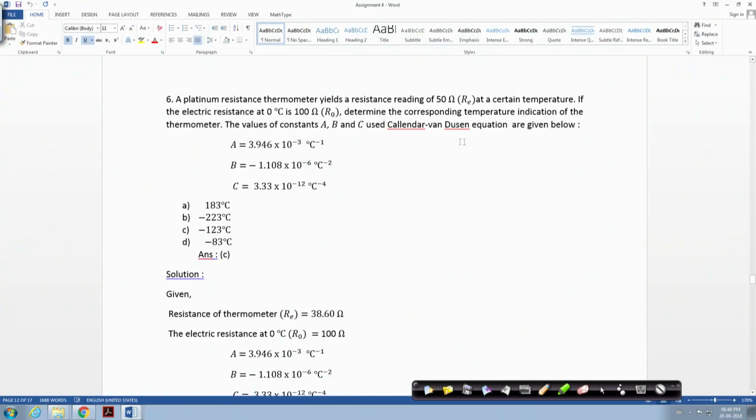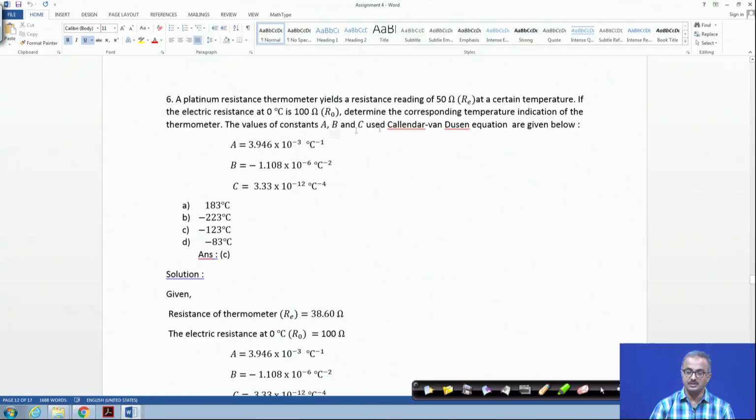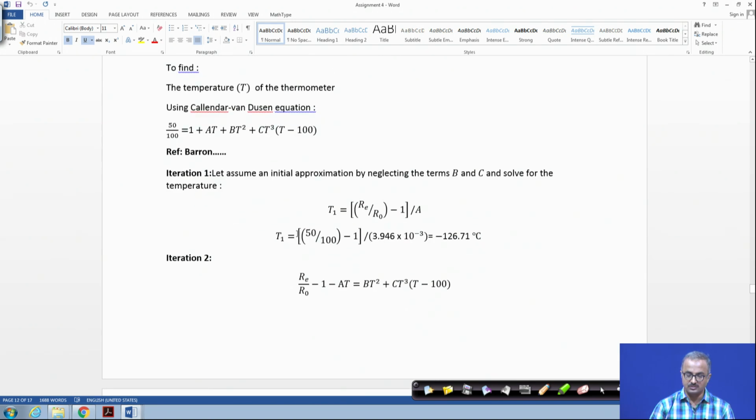In this particular problem we find that for the correlation the Callendar-Van Dusen equation was used, and in this equation there are coefficients, so you simply have to plug in the values of the coefficients. This is the equation given to correlate the temperature with the resistance, and you put in the values of the resistances. You cannot find the value of the temperature directly; you have to go with iterations given the kind of equation you are dealing with. Here is the Van Dusen equation.